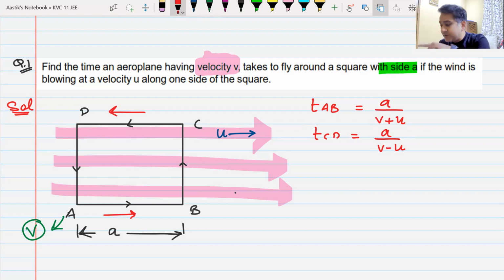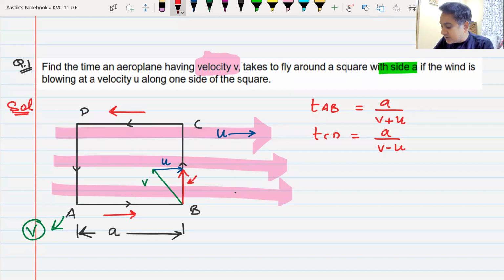Now I have to go from A to C. How should I go from A to C? Sorry, I have to go from B to C. How should I move? I should move like this. Yes or no? I should move like this with a velocity V. Then the velocity U will get added up, and my net velocity will become like this. Yes or no?